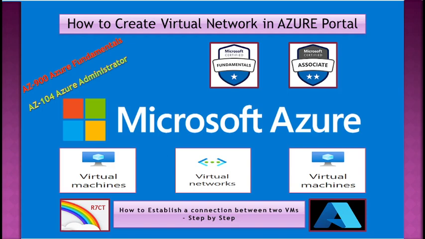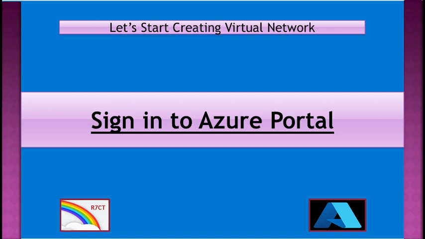Hello friends, in this video we'll see how to create virtual network in Azure Portal. We'll create two virtual machines and assign the same virtual network. We'll test the connection between two virtual machines. Let's start creating virtual network.